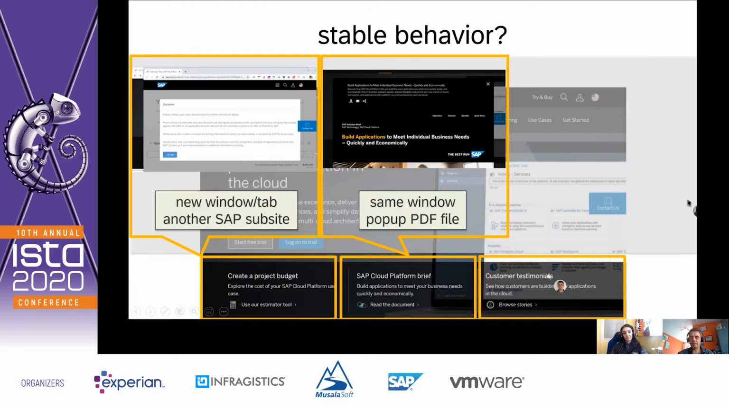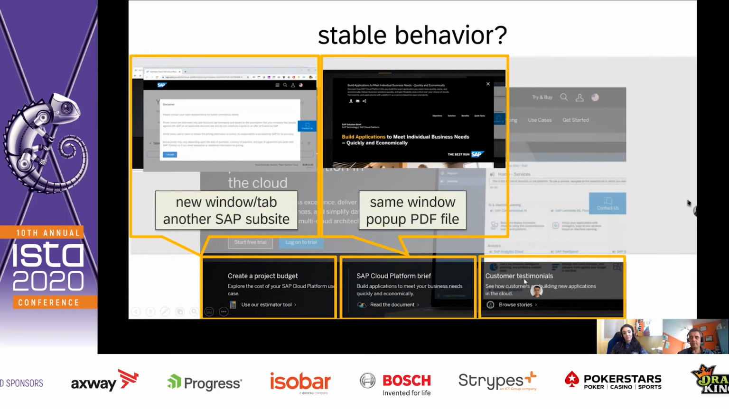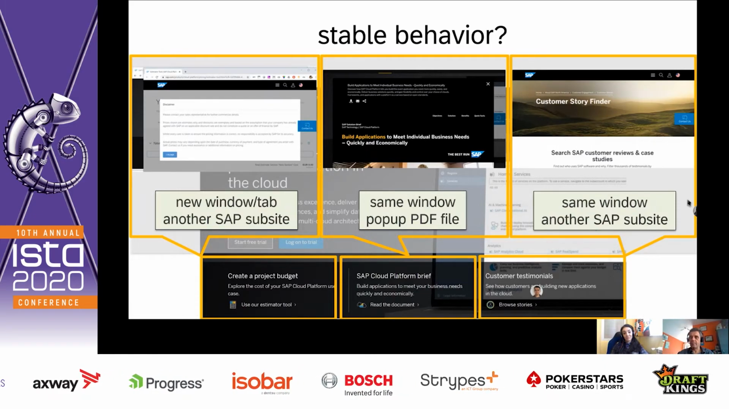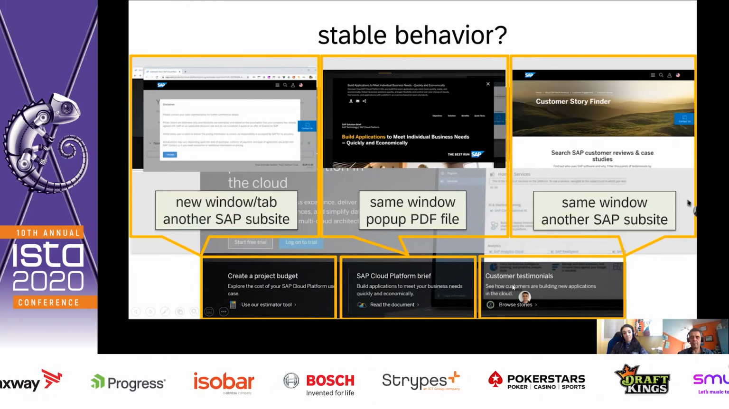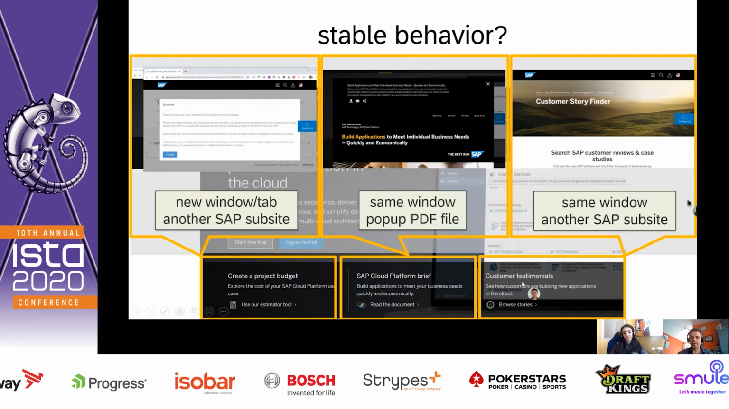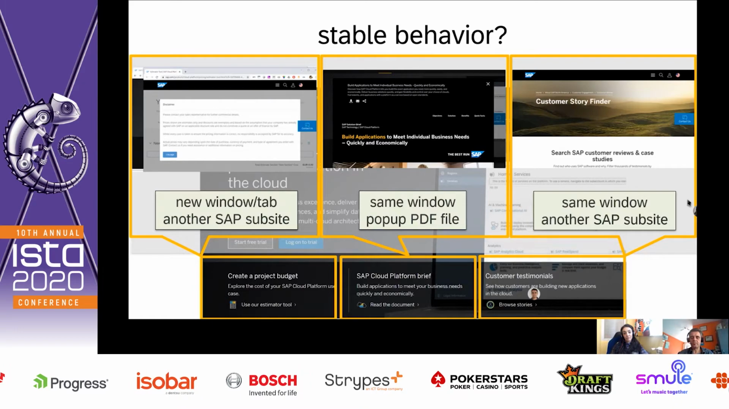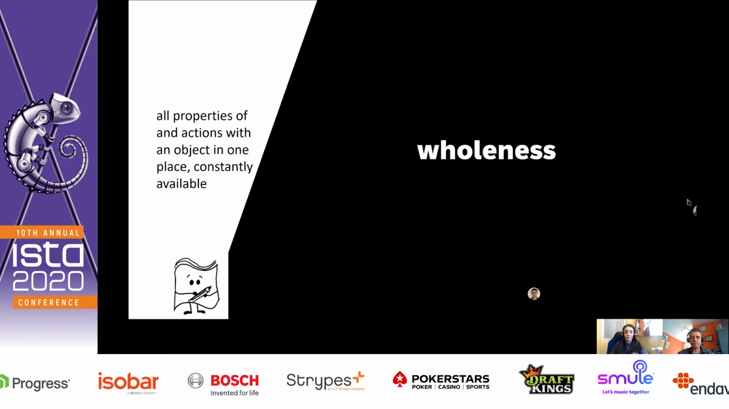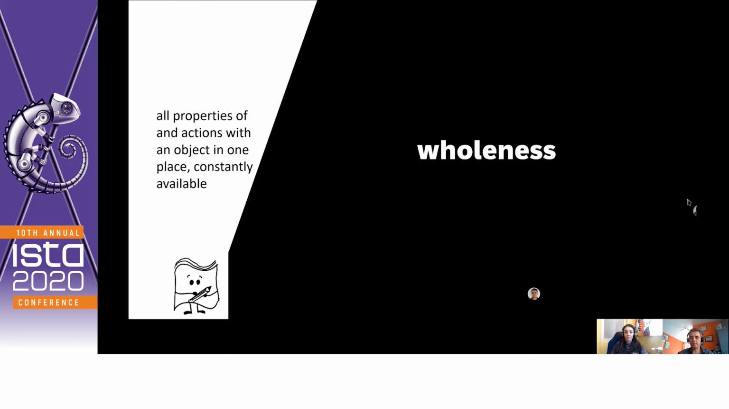And when you get to the third tile, you already don't know what to expect when you click it. And you're right, because when you click it, you get the same window, but another subsite. So we have 3 tiles that look the same, but behave differently. And again, this is a nuisance for us. This is an inconvenience. It's much better to have the same behavior. And the principle for wholeness suggests that we expect all properties and all actions to be there where we see the objects, so we can interact with it.